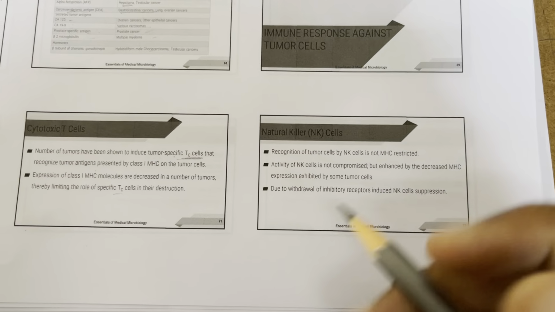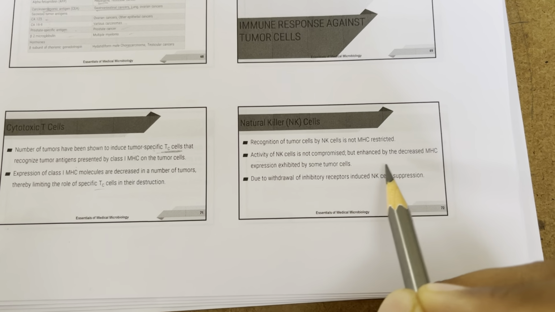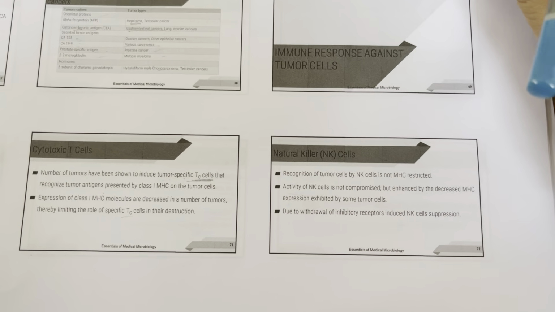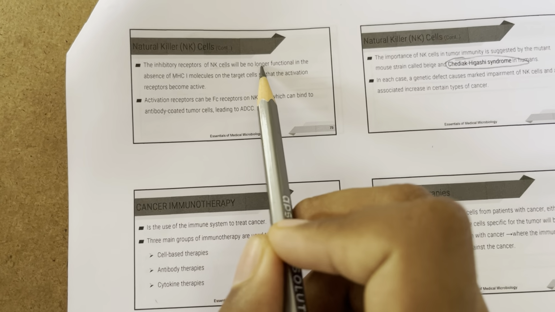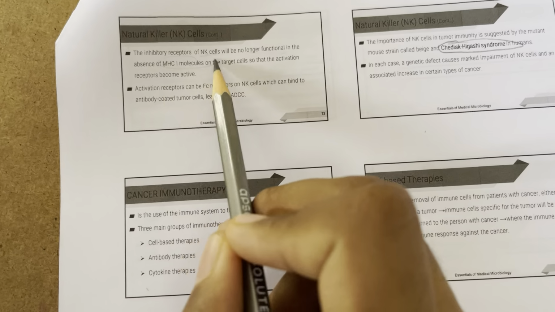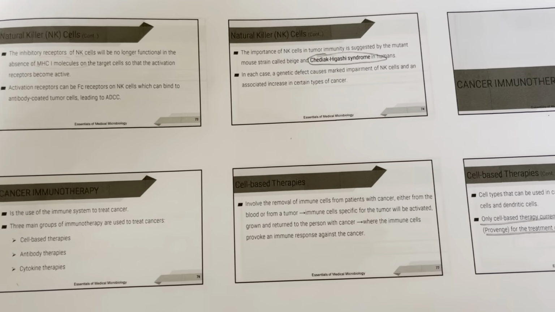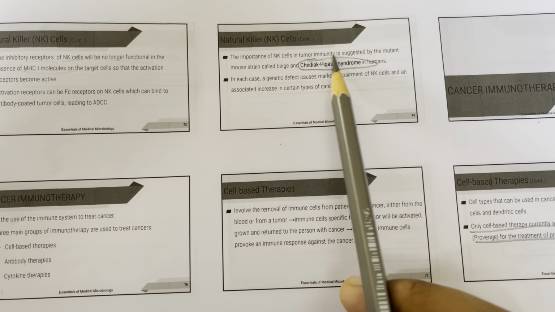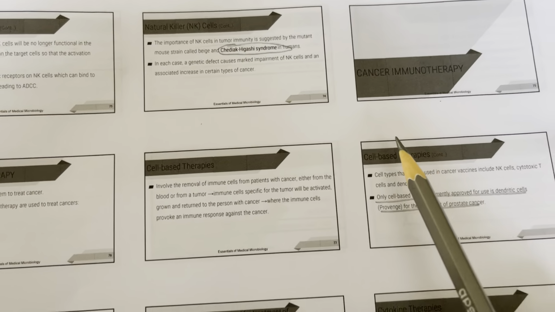Whereas NK cells, because of the expression of class 1 MHC molecules, the activity of NK cells is not compromised, but it is enhanced by the decreased MHC expression. So what happens is, inhibitory receptors of NK cells will not be functional in the absence of MHC1 molecules, so only activation is there. So it causes ADCC. The importance of NK cells in tumor immunity is suggested by Chediak-Higashi syndrome in humans.